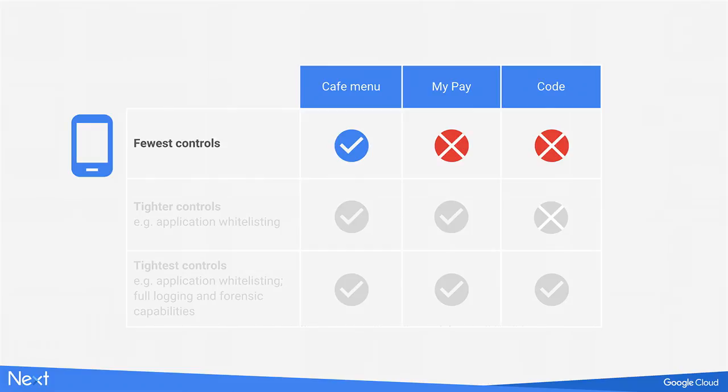Cafe menu, probably totally fine to be in that lower tier. There's not a lot you're going to do with that, right? But I'm not going to be able to go and check even my own payroll status from that particular device. And I'm not going to be able to go and check in code, download code, certainly not push to production machines.